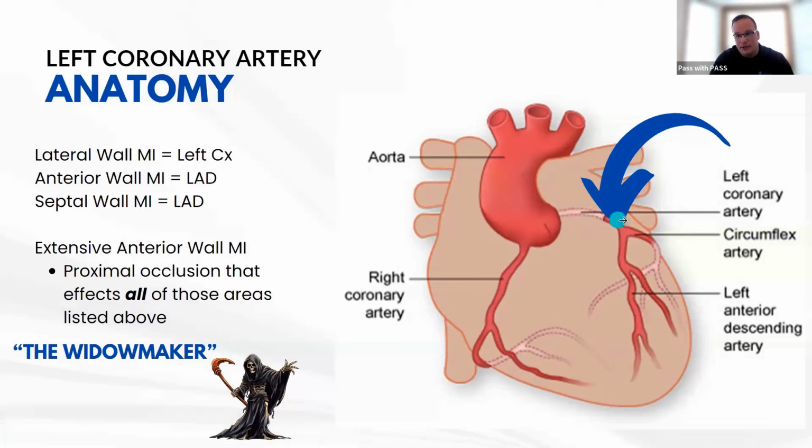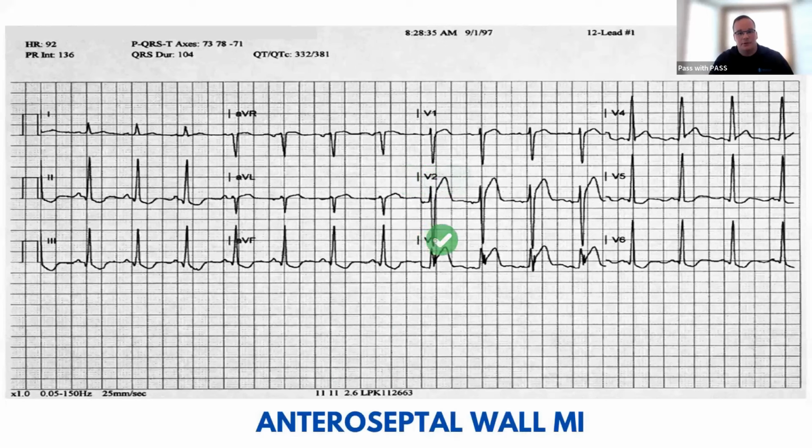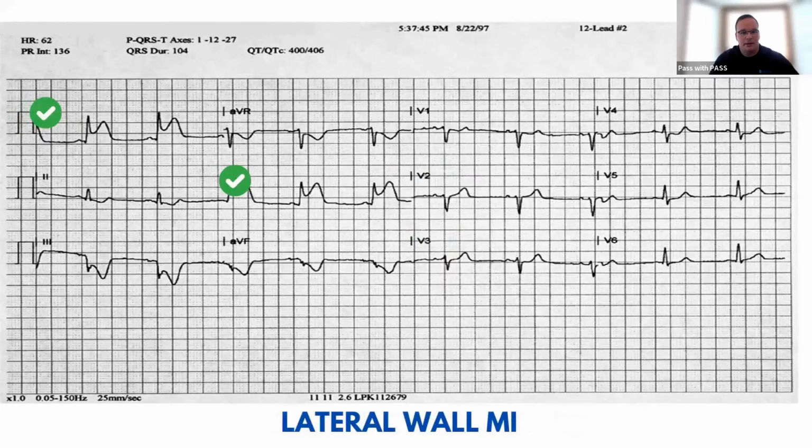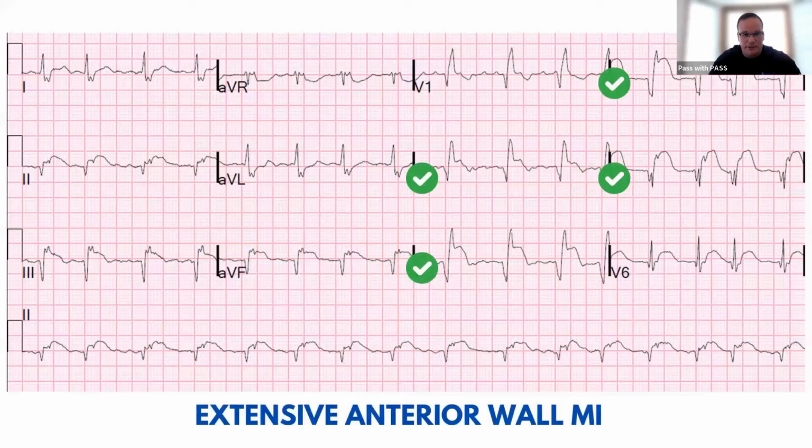So this is when we have ST segment elevation in leads V1, V2, V3, V4, V5, V6, or at least V2 through V5. And that is an extensive anterior wall MI, or the widowmaker, and about 80% of those patients are going to die with that. So I'm going to jump over for the sake of time for this section.